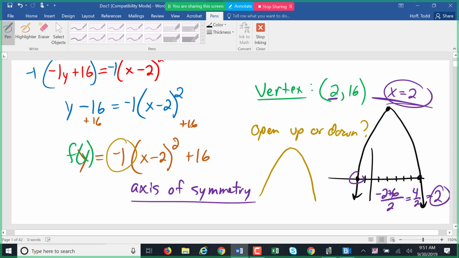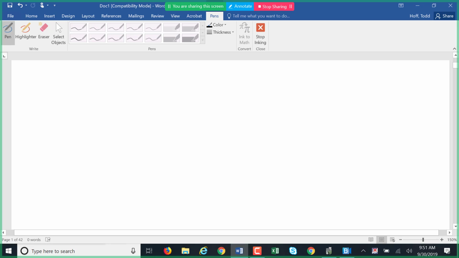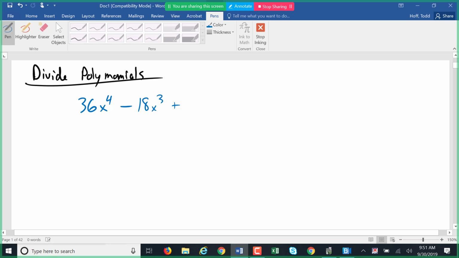Okay, well then today we're going to move on. We're going to take this next step, continuing with these polynomial functions. Working with these big polynomial functions, one of the things we need to be able to do is to divide polynomials. So when we've done some division with polynomials a little bit, a polynomial divided by a monomial that looks something like this. So 36x to the fourth minus 18x to the third plus 45x squared divided by 9x.